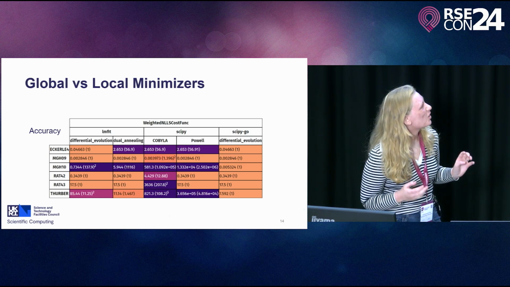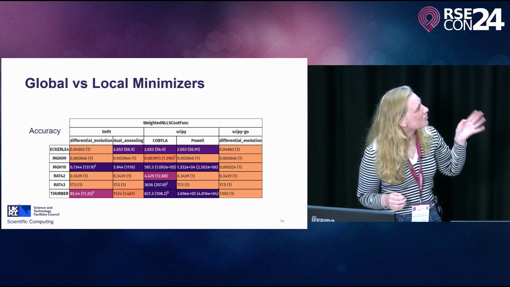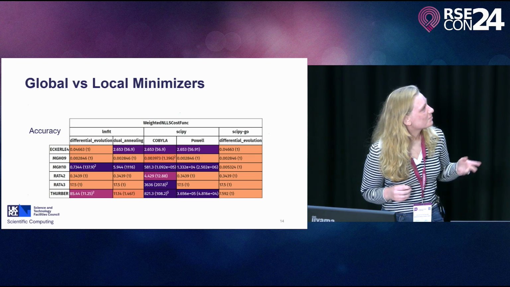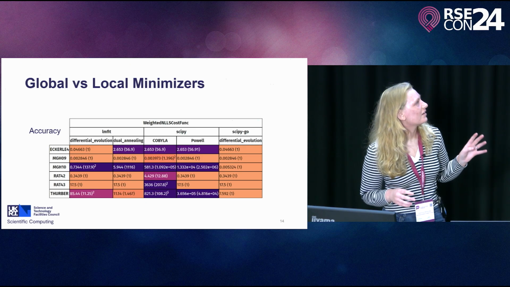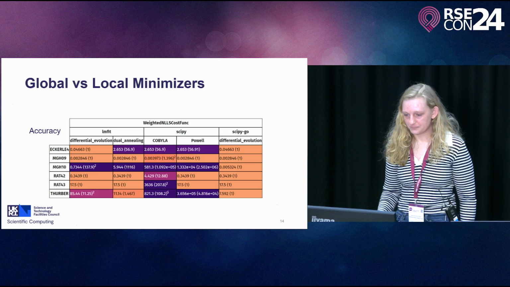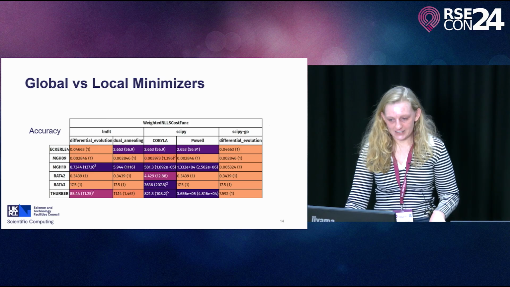But I mean, it's kind of marginal. The local minimizers do find the solution in most cases, but there are some where it really blows up and doesn't perform well at all. So that's the accuracy table.